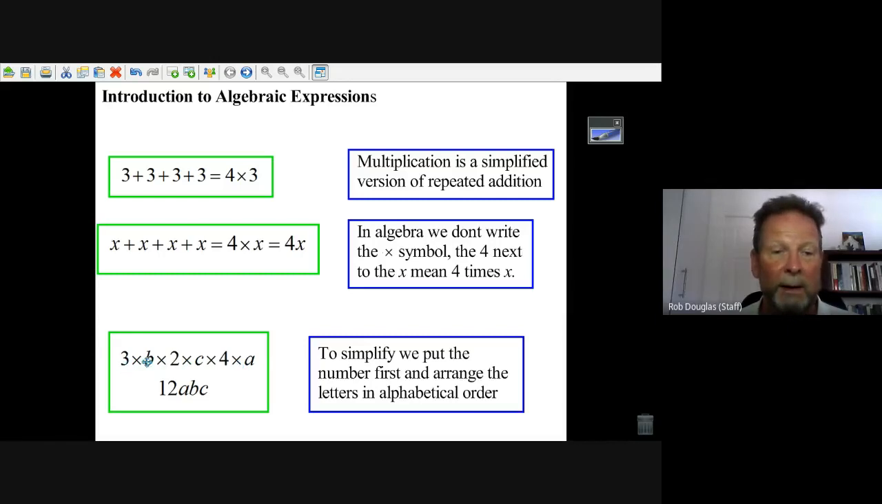But if you had 3 times b times 2 times c times 4 times a like that, what you'd do is you'd multiply the numbers together. 3 times 2 is 6. And then 6 times 4 would be 24. Hey, that's a mistake right there. So the answer would be 24abc. And you put the letters, by convention, in alphabetical order.